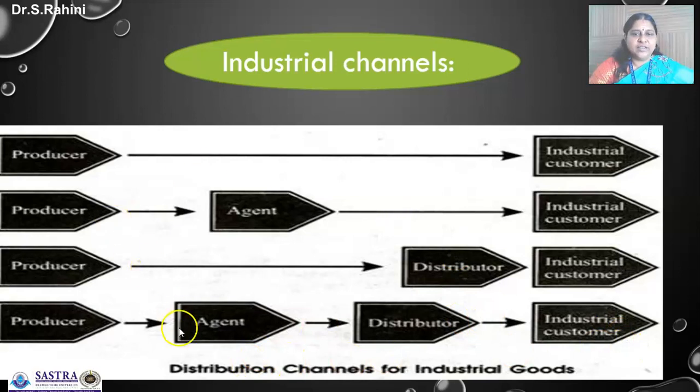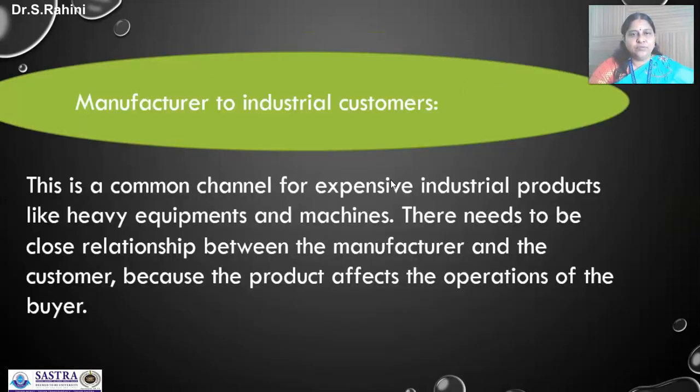So distribution channels for industrial goods are also classified into 4 categories. This is the manufacturer to industrial customers. This is a common channel for expensive industrial products like heavy equipments and machines. And these need, I told you already, a close relationship between the manufacturer and the customer, because the products affect the operation of the buyer. So that is very much important.